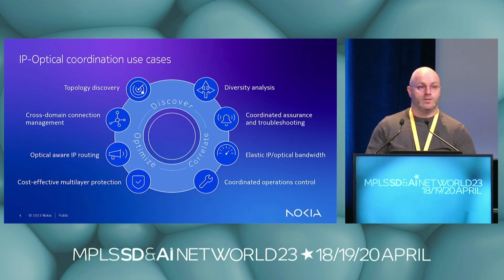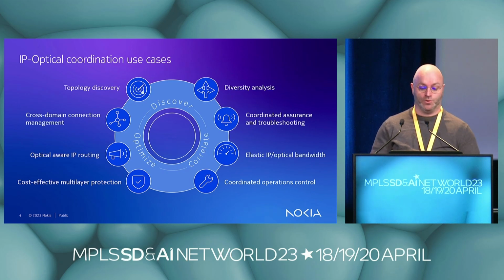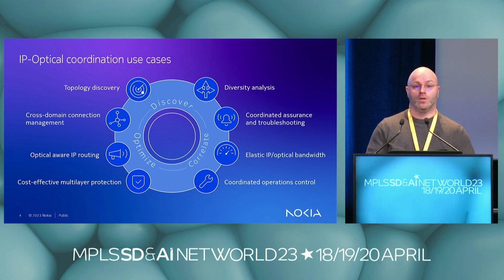Some of the use cases that are aspired by IP optical coordination could be, for example, topology discovery. As I said, showing both your IP and optical topology in a single view. Diversity analysis, making sure that all your services are truly diverse and truly disjoint. Another example could be coordinated assurance and troubleshooting. When you do fault investigation, providing better means in order to find and locate the faults.